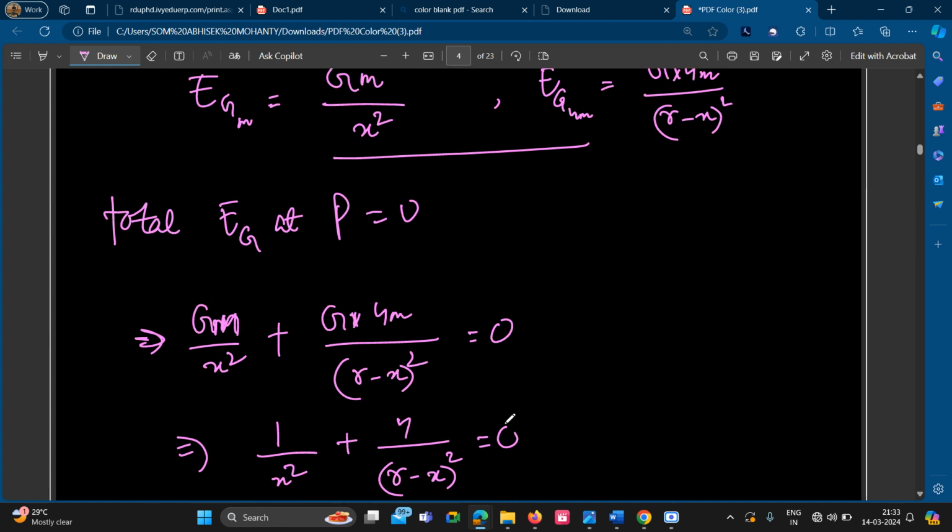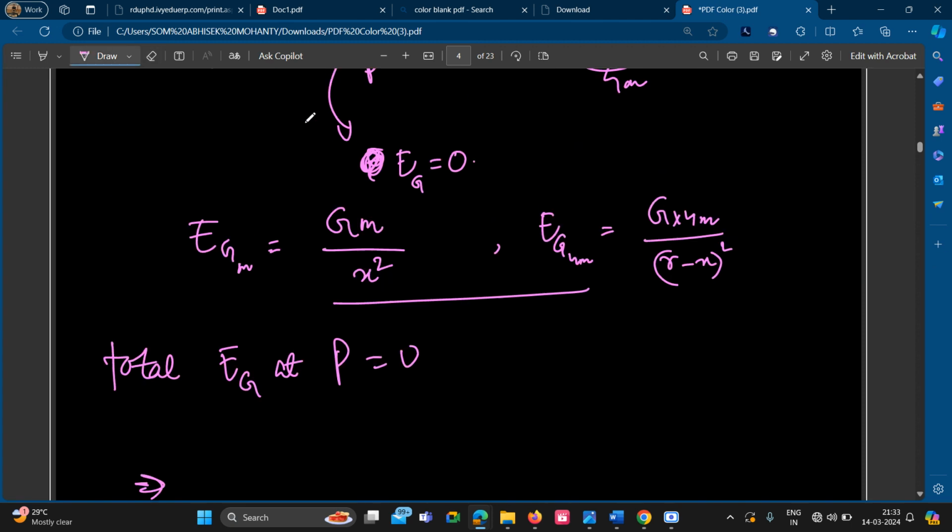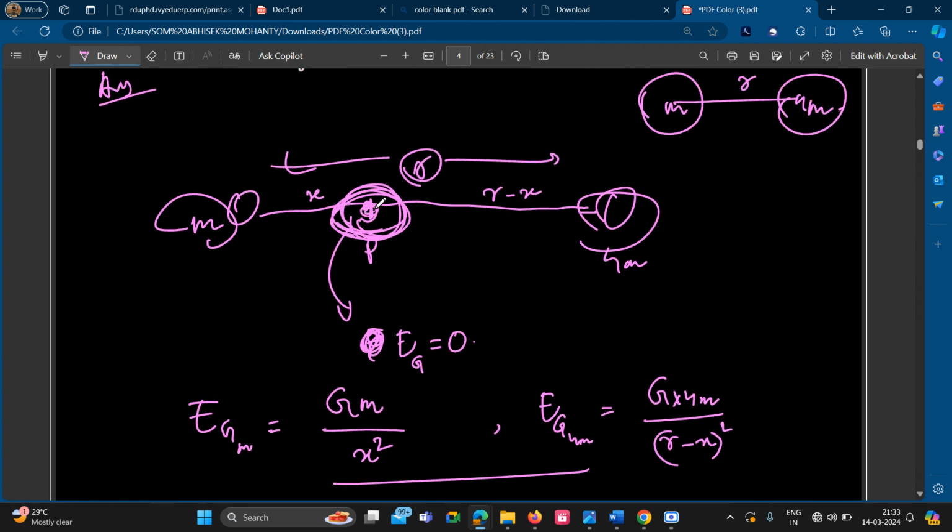Wait, no. We won't make it 0, wait. We just equate them. Because the net gravitation field at P is 0, right? That means, suppose this is you, net force on you is 0. Suppose two people are pulling you from both sides, A from this side, B from the other. It means force by B on you is equal to force by A on you. That's why you are not moving, right? If both the forces are equal, then only you are not moving.